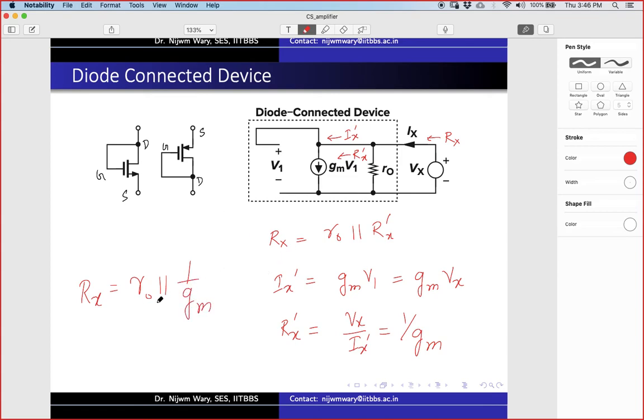Generally this 1 by Gm is much smaller than this RO, so we can approximate it to 1 by Gm. So the point is, if I have this diode connected device, generally the impedance looking into here is 1 by Gm. Agreed? Great. So why are we calling this a diode connected device? That's a good question. So a diode connected device because, let's see.